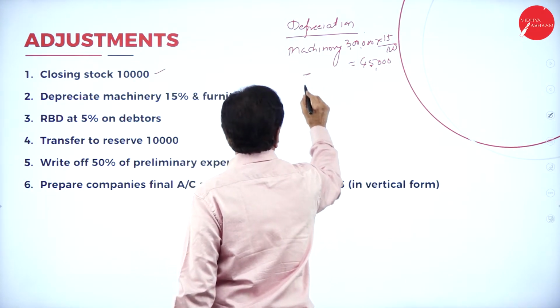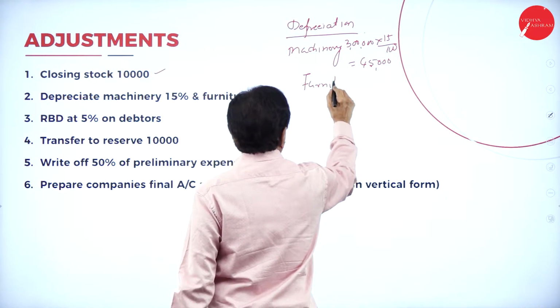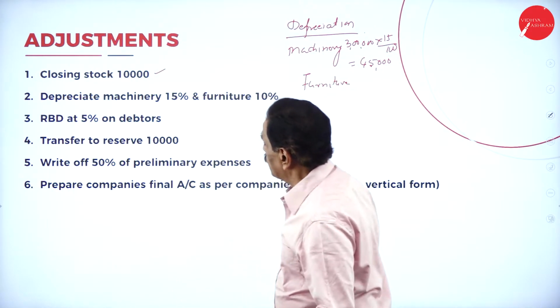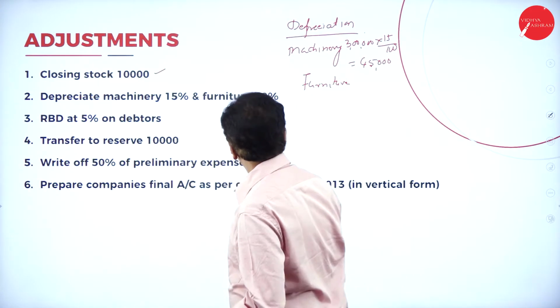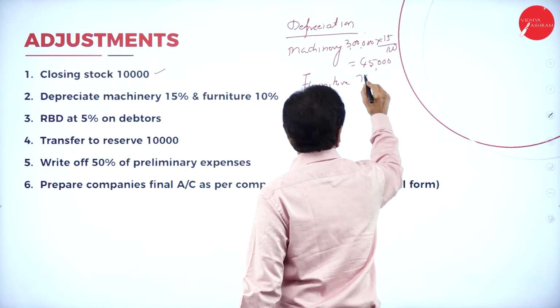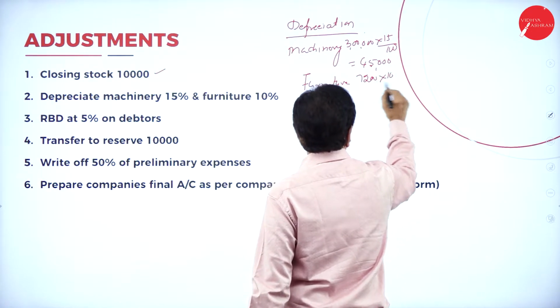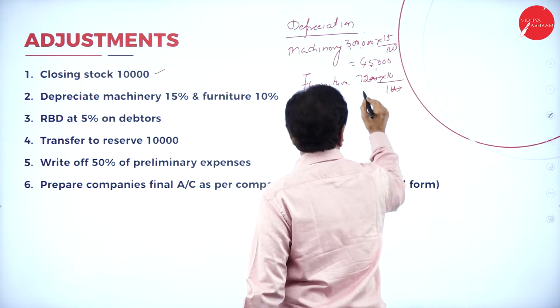Furniture, 10%. What's the value of the furniture? 7,200 into 10 by 100. It works out to 720.